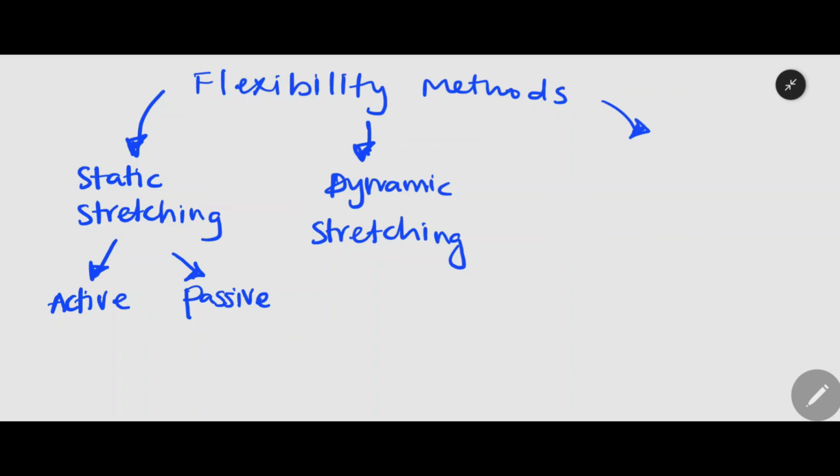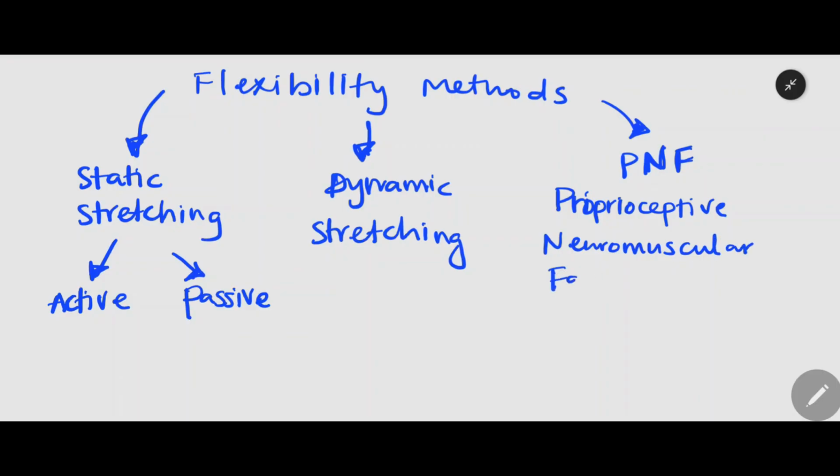And lastly, we have PNF, which is a very simple way of abbreviating proprioceptive neuromuscular facilitation. And this is basically where you stretch, you contract the muscle, then you relax. And this helps you go into a deeper stretch.